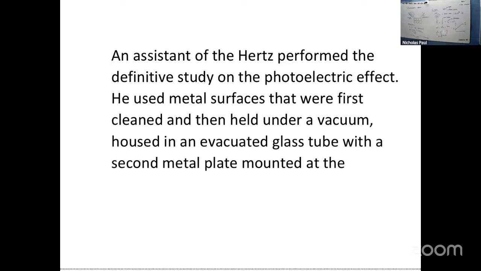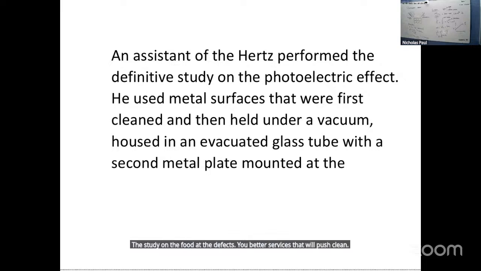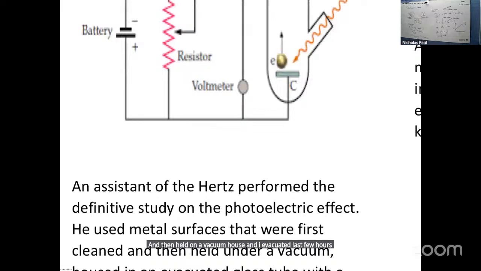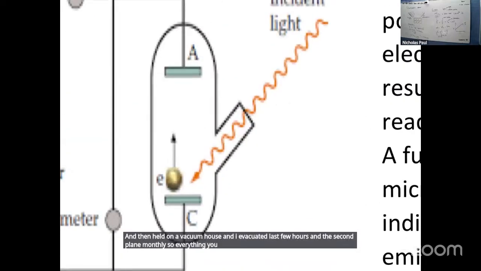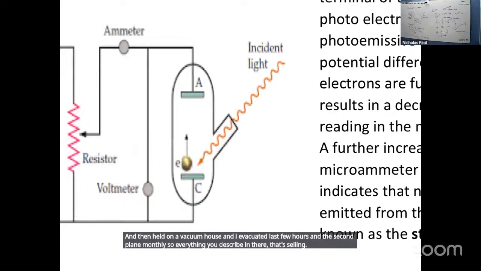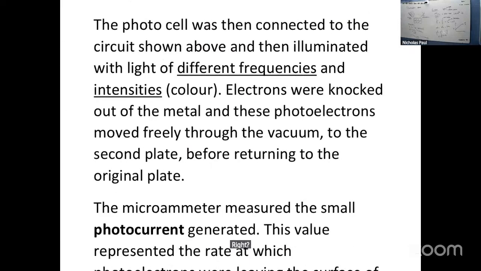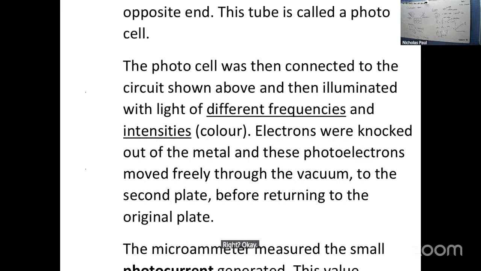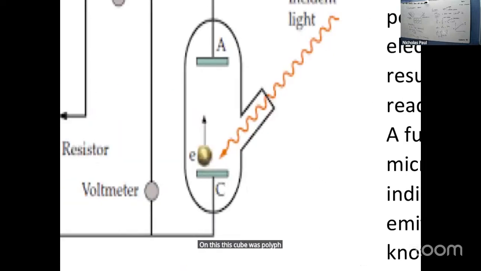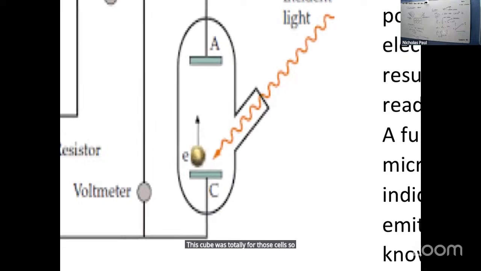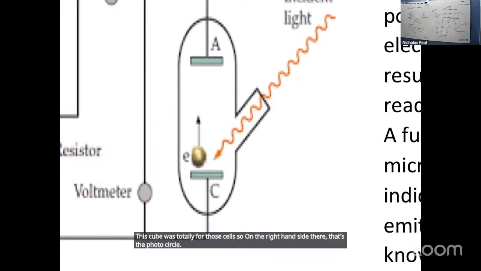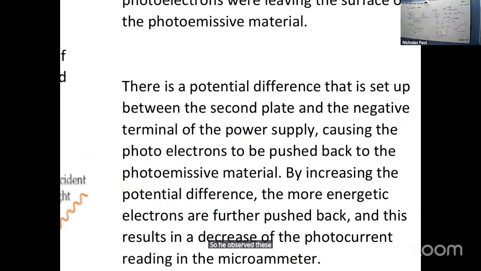Right, in a system like this, Hertz performed the definitive study on the photoelectric effect. He used metal surfaces that were first cleaned and then held under vacuum, housed in an evacuated glass tube, with a second plate mounted. Everything he described is that cell there. That's the photocell. This tube was called the photocell. On the right-hand side there, that's the photocell, and he observed the photoelectric effect in there.